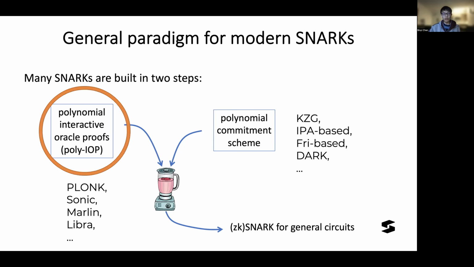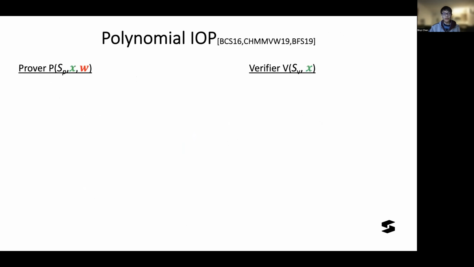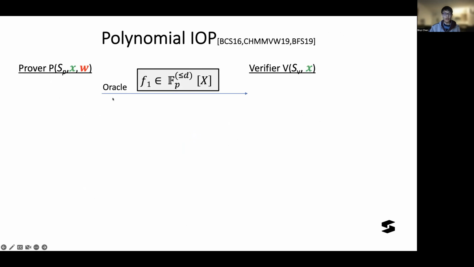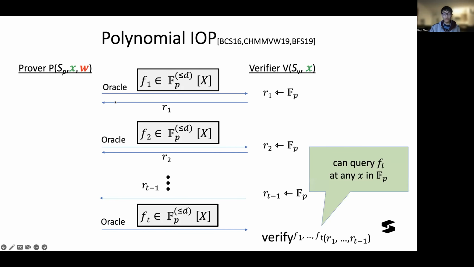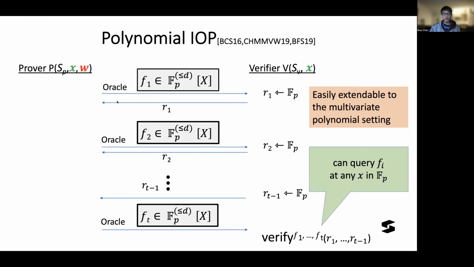And I will quickly remind you what a poly IOP is. Essentially, it's just an interactive protocol. In each round, the prover will send some polynomials to the verifier, and the verifier will reply with some public random challenges. And then finally, the verifier can also query some evaluations on these polynomials and check that certain relations hold between these evaluations. We'll also note that this is very general. The polynomial doesn't have to always be univariate. You can also extend to the multivariate setting where the polynomial has multiple variables, and each variable has different degrees.